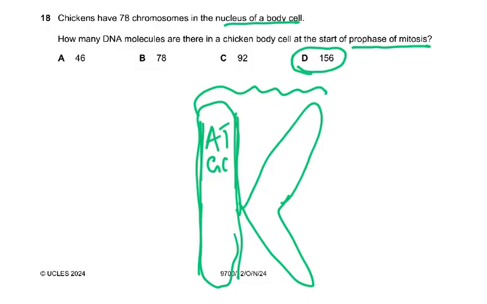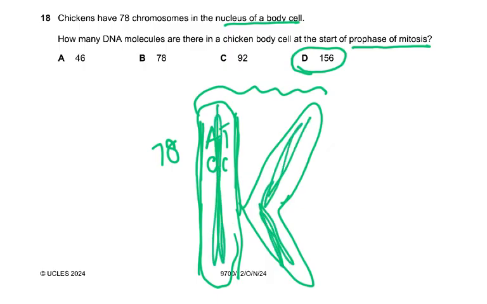So in the prophase, they would be double the number. 78 chromosomes means 78 DNA molecules, but now there'll be another sister chromatid attached to it. So this would have 78. So this is one chromosome, and then this is the sister chromatid. So 78 chromosomes will be 156.